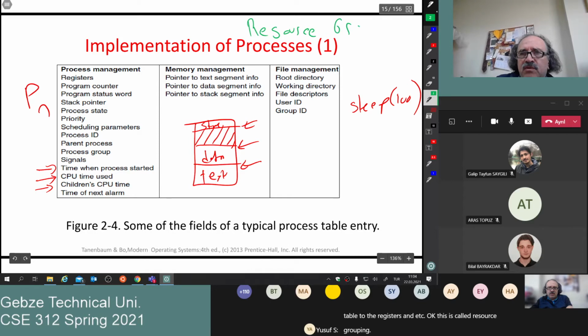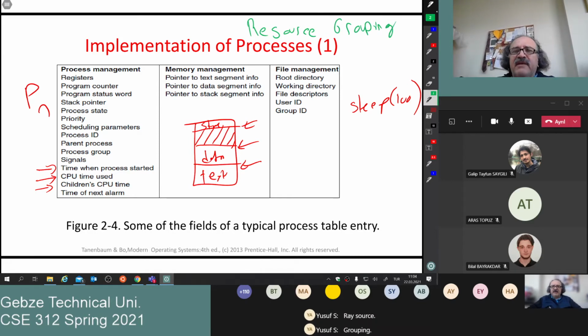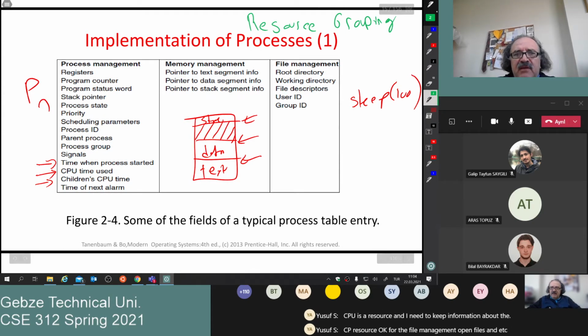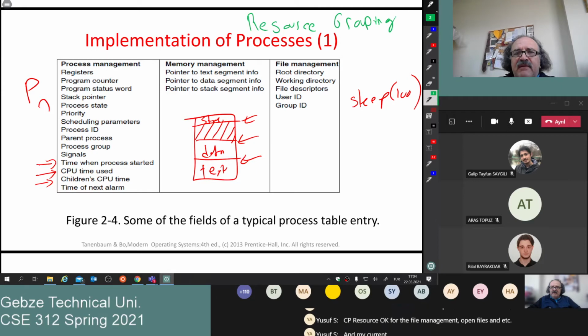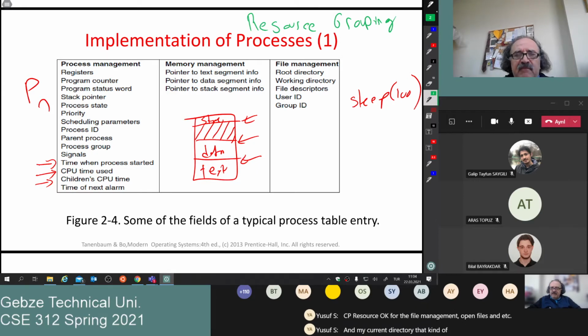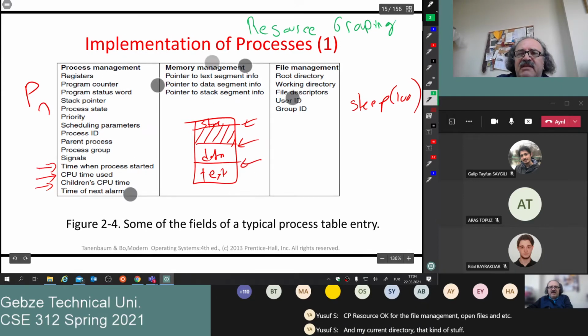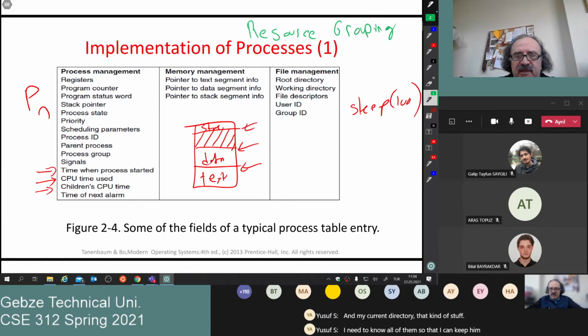Resource grouping. Many resources, like the CPU is a resource, and I need to keep information about the CPU resource. For file management, open files, etc. and my current directory, that kind of stuff. I need to know all of them so that I can keep information about the processes.